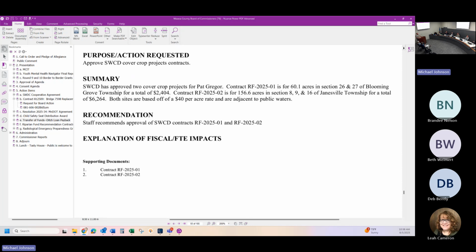Obviously, that is the first question out of my mouth when they come with a contract: does this fit into One Watershed, One Plan? Or there are some other soil health grants that they have as well. And so we always do ask them, and I know that they're cognizant of it and they try, if this fits into a different funding source, to utilize that.